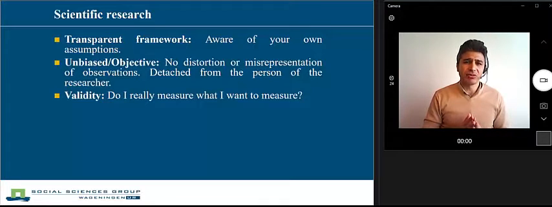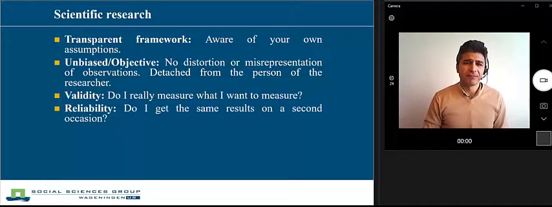Validity, what does that mean? It means: do I really measure what I want to measure? And how can you make your instrument or research valid? Basically, before you run the real experiments, you have to ask a panel of experts to give you advice whether your instrument is valid or not, whether it needs some refinement and adjustment or not. So make sure that you always consult with a panel of experts in terms of your research instrument.